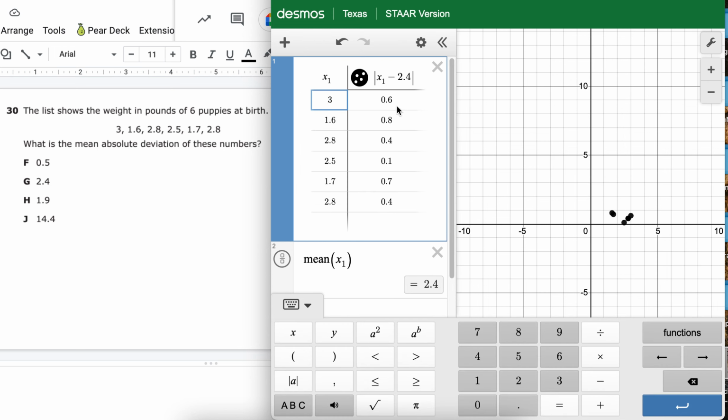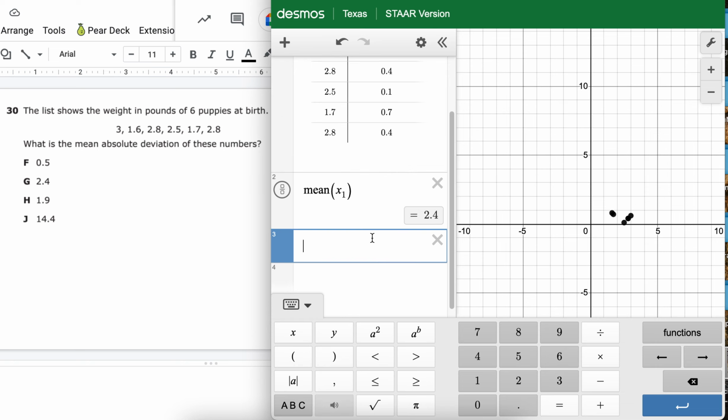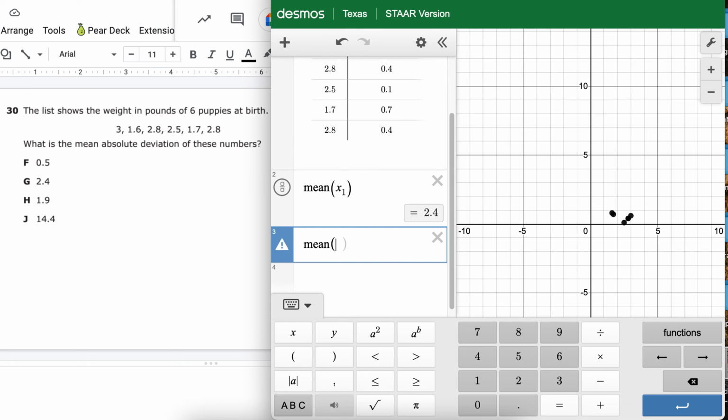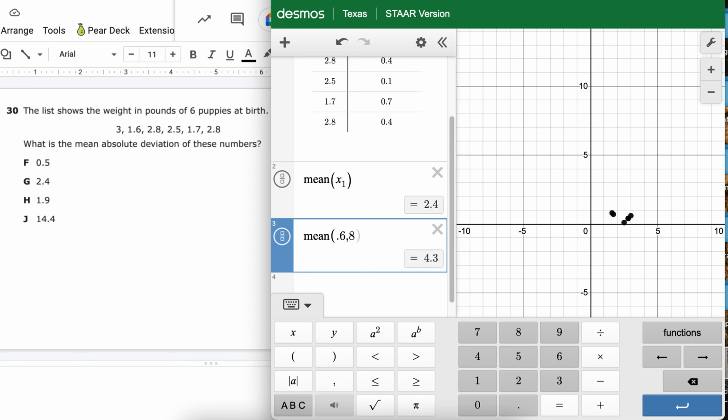And then of course, what I really want is the average of these numbers, right? There's a couple of different ways to calculate that. One option would be to just type it in. So I've got mean of, let me just type a list. 0.6, 0.8, oops, 0.8, 0.4, 0.1. Got to be careful with my commas here. 0.7, 0.4. Let's be sure I did it right. 1, 2, 3, 4, 5, 6 values. Yep. So half a pound.